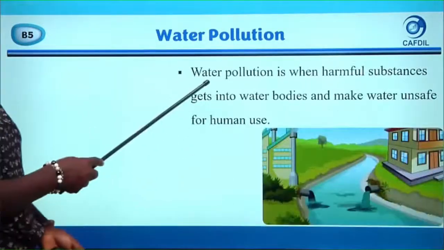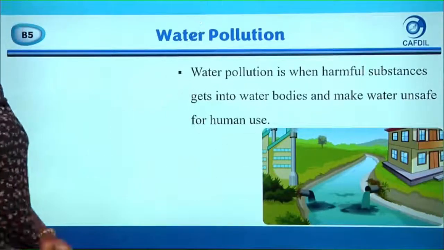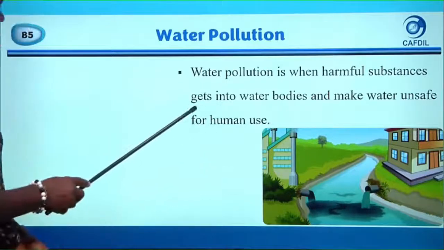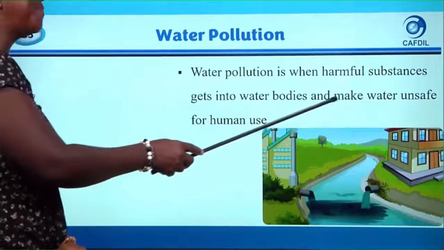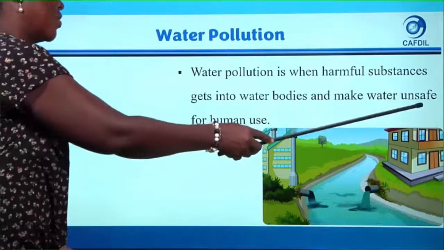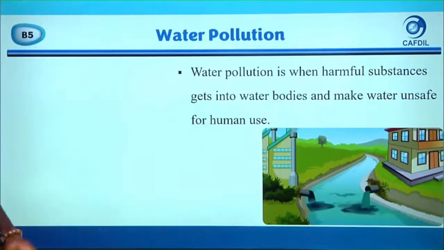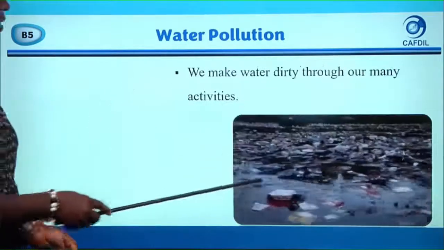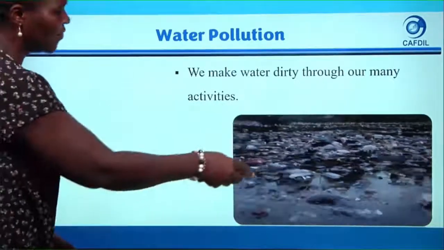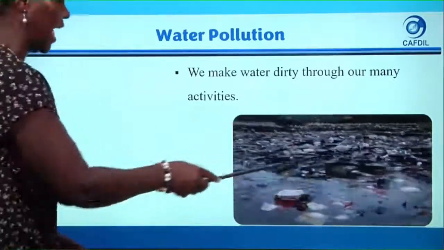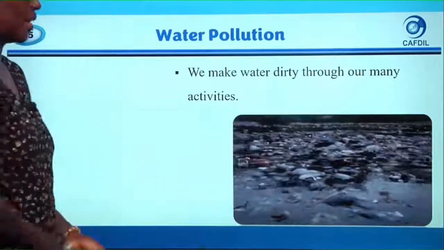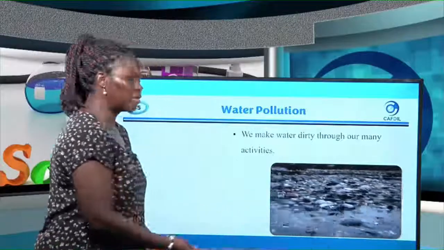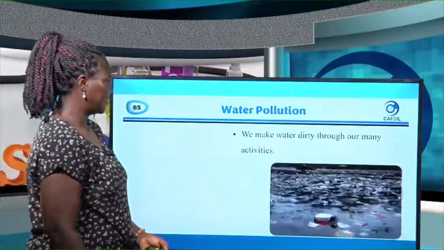Good. Now water pollution. Water pollution is when harmful substances get into water bodies and make water unsafe for human use, as we saw. So it will make the water unsafe. Let's just look at this water. You can't just take this one for washing, for bathing, for doing so many things. You can't use it. Good.